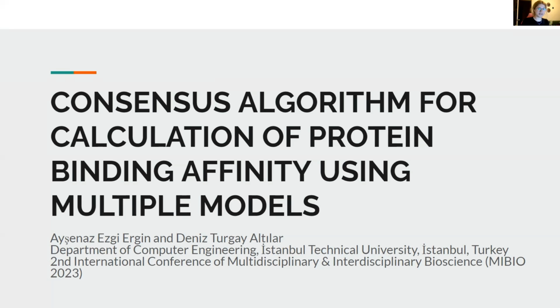First of all, my name is Ayşenaz Ergin. I'm from İstanbul Technical University, Department of Computer Engineering. Our approach is about protein binding affinity, but we use multiple models and use a consensus algorithm for the results.